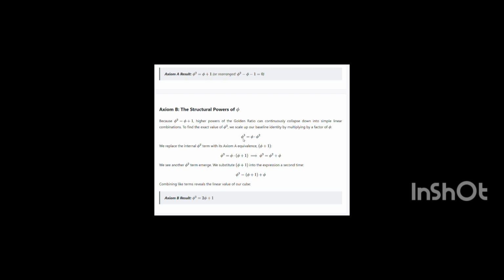Phi cubed equals phi dot phi squared. We can absolutely write it like this. And now we have phi squared equals phi plus 1. So putting it here, we get phi cubed equals phi dot (phi plus 1), which implies phi cubed is equal to phi squared plus phi.